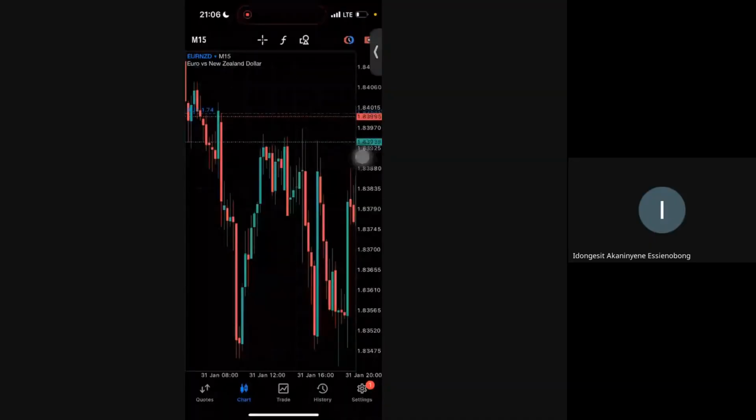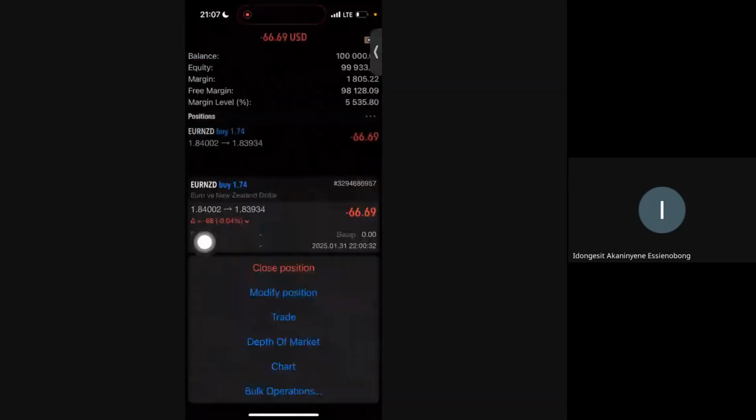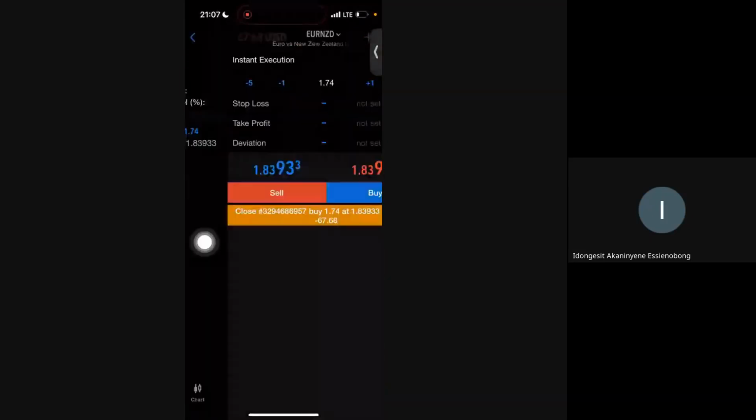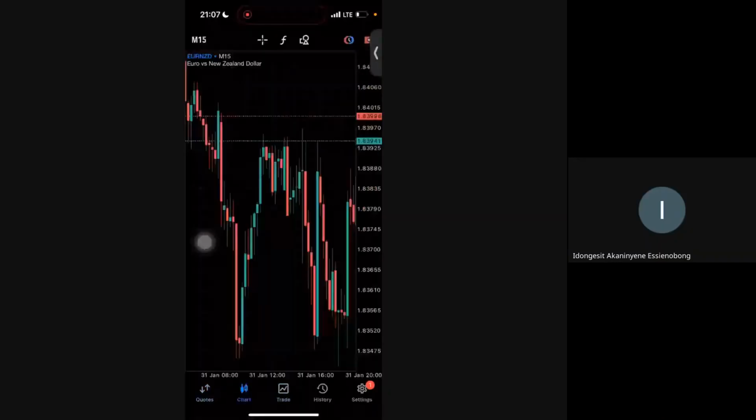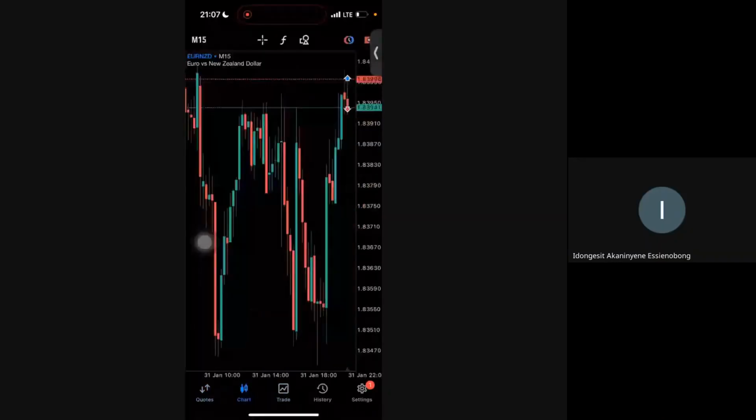So let me give an example. Let me close this trade and show you. This is how I close a trade. Okay, now I just want to observe this thing carefully.